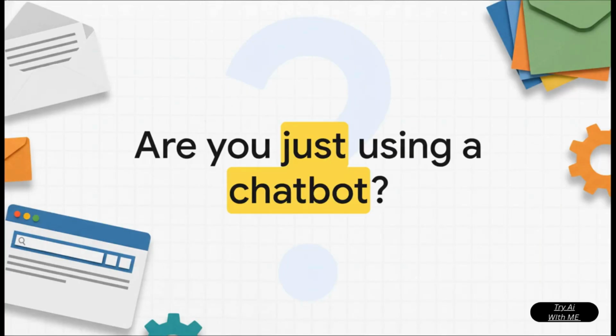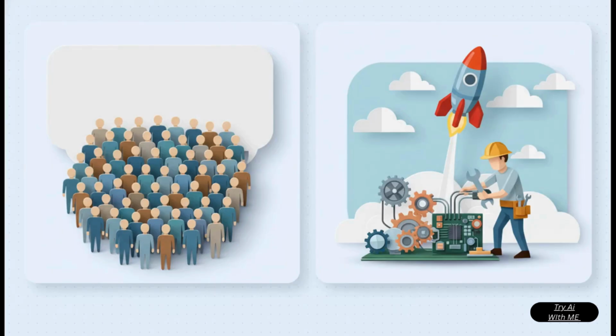But first, let me ask you something. Are you still just using a chatbot? Have you ever imagined an assistant that doesn't just talk to you, but actually acts for you? I'm talking about an AI that writes your emails, browses the web, creates files, and even makes decisions on its own. That's not some sci-fi dream anymore. That's an AI agent. And here's the raw truth.